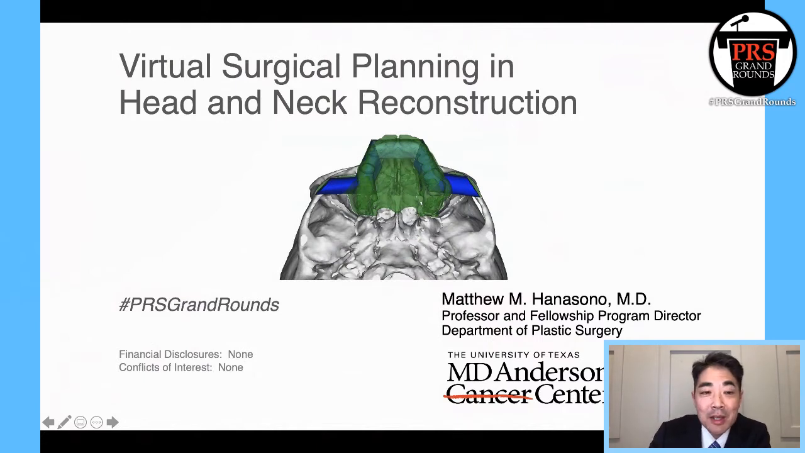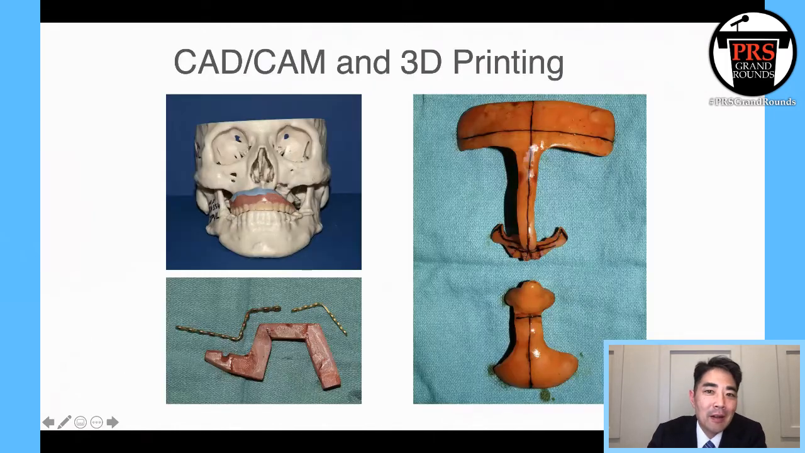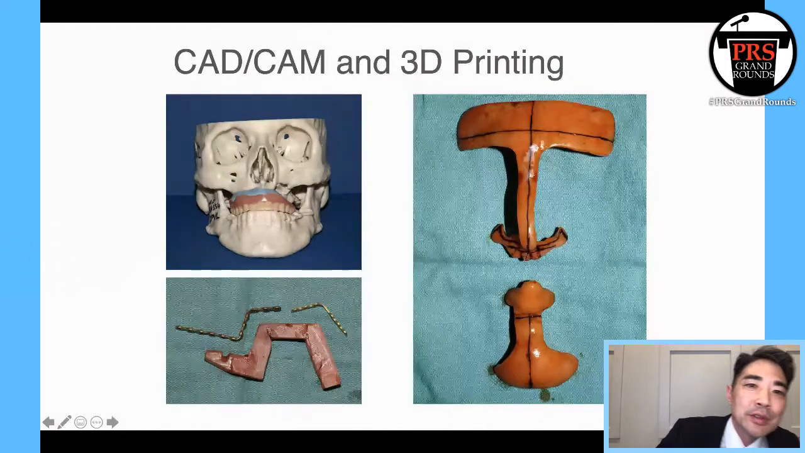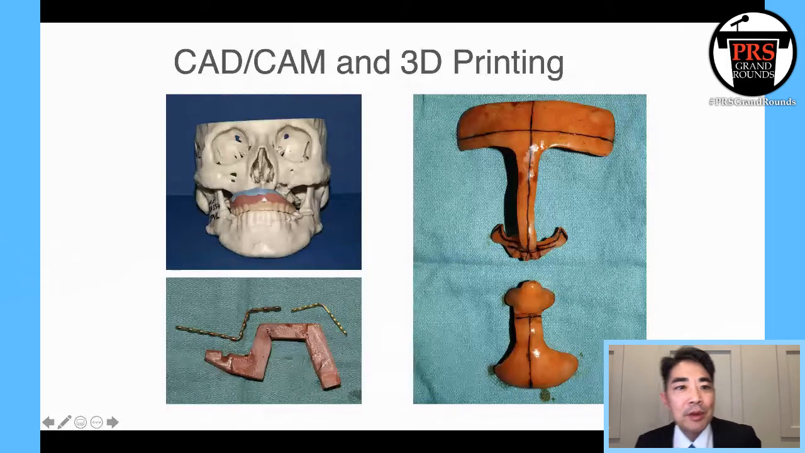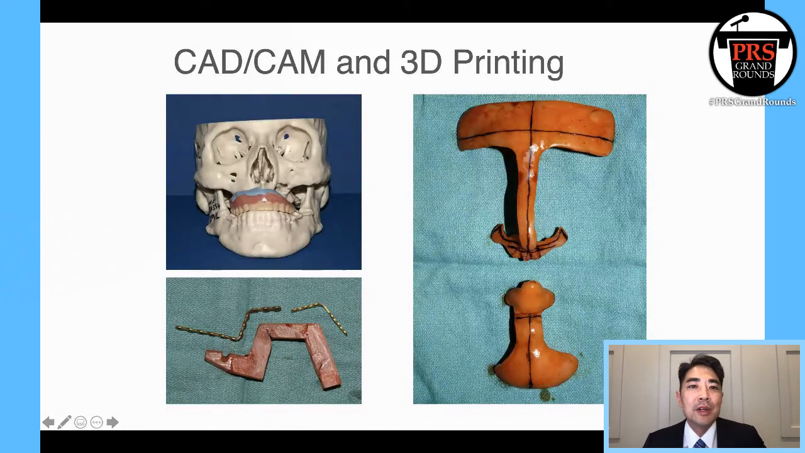I'm going to speak about virtual surgical planning in head and neck reconstruction. Let's start with a little definition. Virtual surgical planning is one type of CAD-CAM, or computer-aided design with computer-aided manufacturing, in which we can pre-plan a surgery virtually on the computer and then use computer control to print three-dimensional models to help us guide our surgeries.